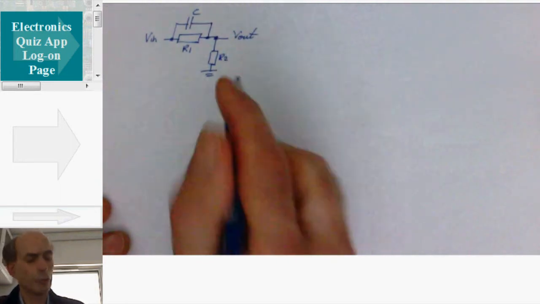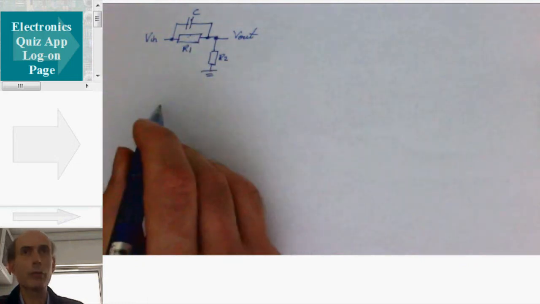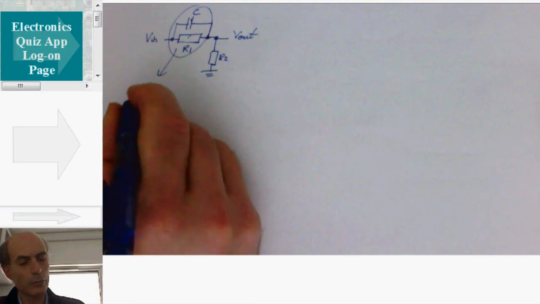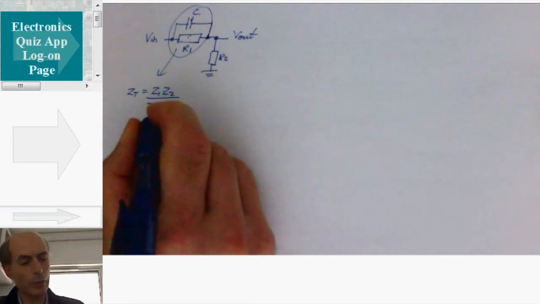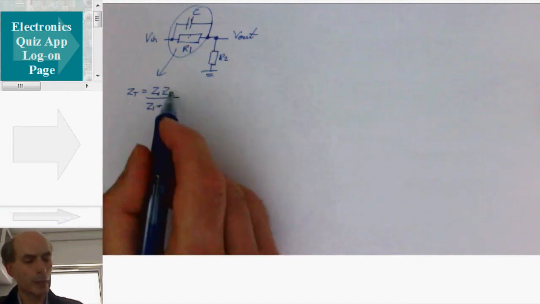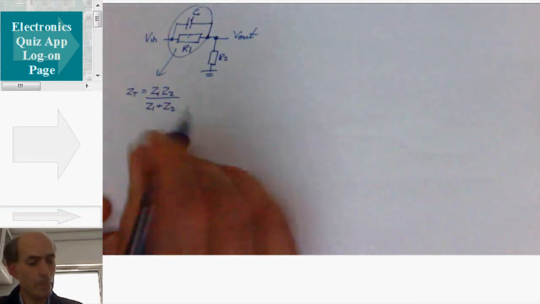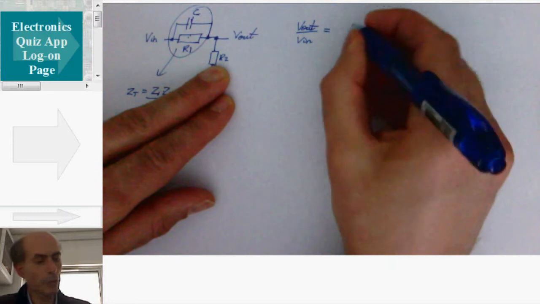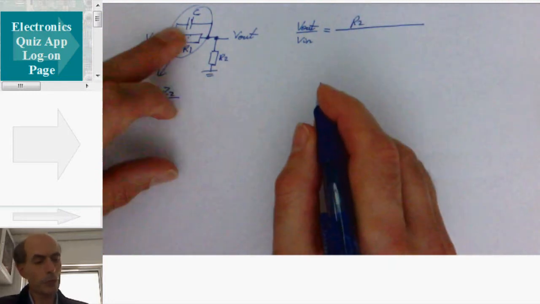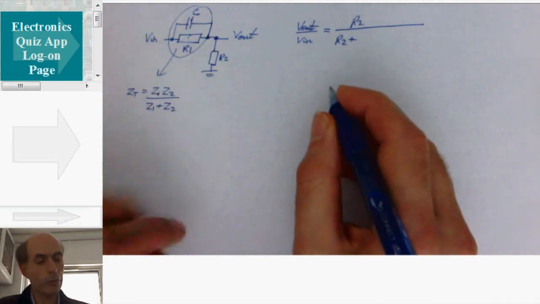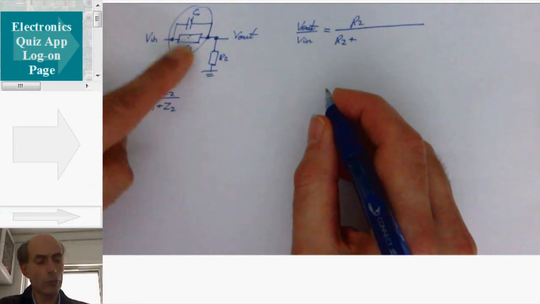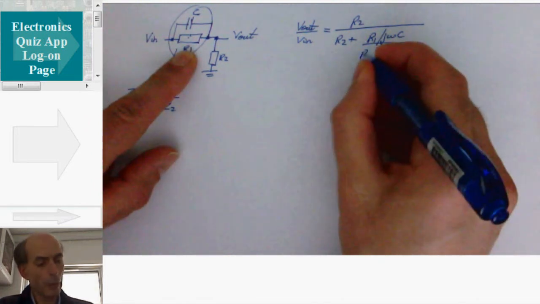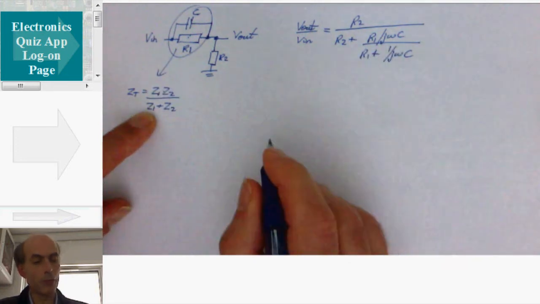Okay, this time we've got a parallel combination here. So using the standard formula for 2 components in parallel, the total impedance of this parallel pair, Z total, will be Z1 times Z2 over Z1 plus Z2, where Z1 is R1 and Z2 is 1 over j omega C. So here we have V out over V in is equal to, well, that's just R2 in this case, divided by the total impedance of the potential divider, which is R2 plus the impedance of this network here, which is these 2 components in parallel, which is R1 over j omega C, that's the Z1 times Z2 bit, divided by R1 plus 1 over j omega C, that's the Z1 plus Z2 bit.